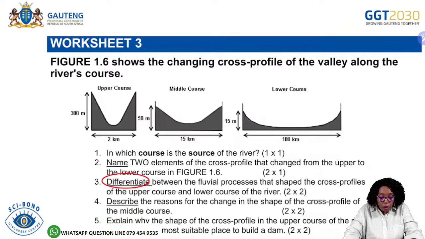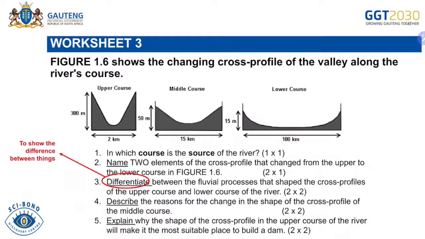All right. Just to put emphasis on your question verbs that have been indicated here, so that you make sure that you answer your questions according to the expectation. There's the explanation of differentiate here. You show the difference between two things. So in this case, you are showing the difference between the fluvial processes that shape the cross profile of the upper course and the lower course. So you're looking at both the upper course and the lower course.